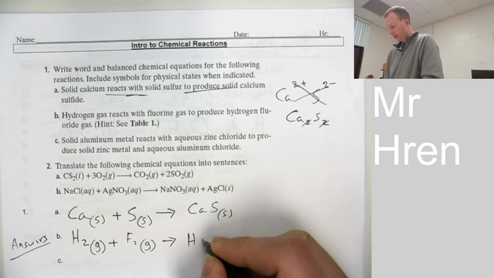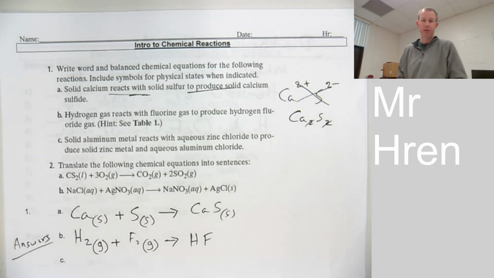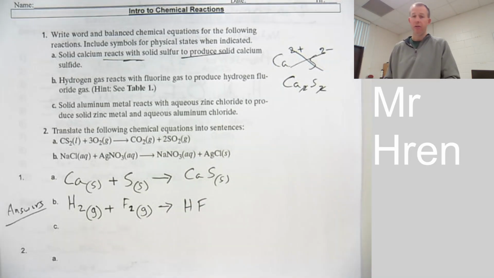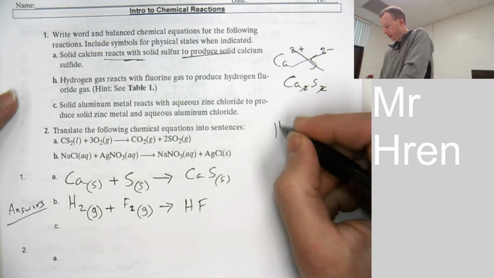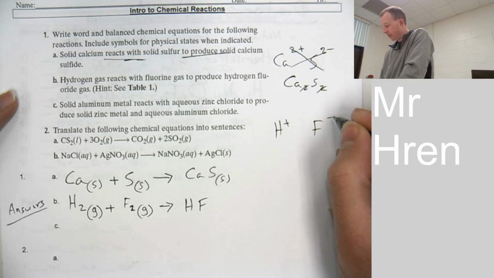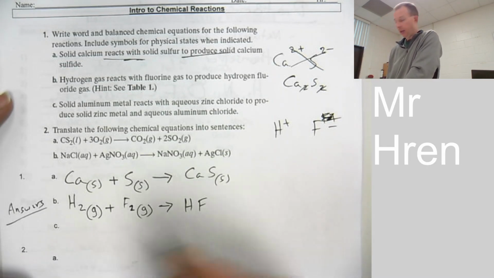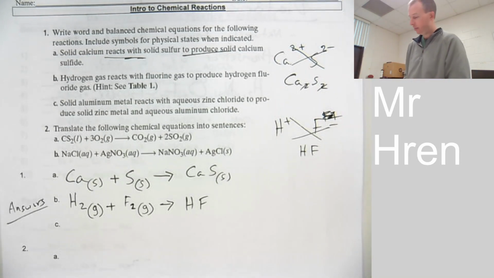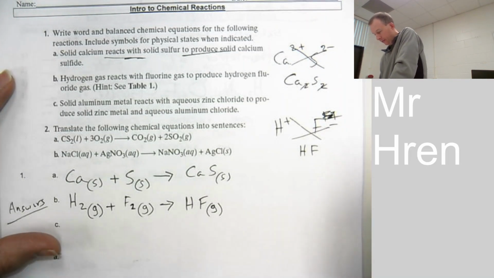So that's just HF. It's not diatomic because even though those things are diatomic separately, when they're combined in a compound, that doesn't matter. The diatomic thing only matters when it's an element by itself, a lone element. So in this case, H is +1, F is negative, and they crisscross to be HF, 1 to 1, works out fine, perfect. And it says it is a gas, so you put a little G down there.